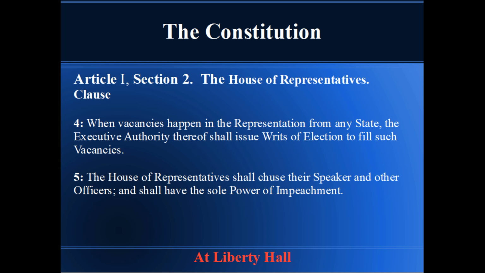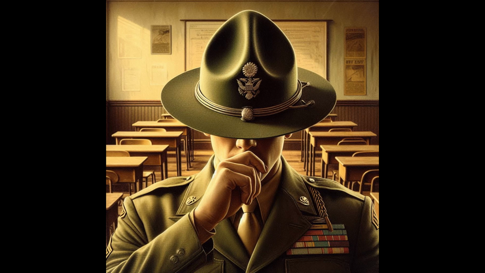Article 1, Section 2. The House of Representatives. Clause 4. When vacancies happen in the representation from any state, the executive authority thereof shall issue writs of election to fill such vacancies. Clause 5. The House of Representatives shall choose their Speaker and other officers, and shall have the sole power of impeachment. 4. When there's a vacancy in a state's representation, the state's executive will call for a special election. 5. The House chooses its Speaker and officers and has the power to impeach.